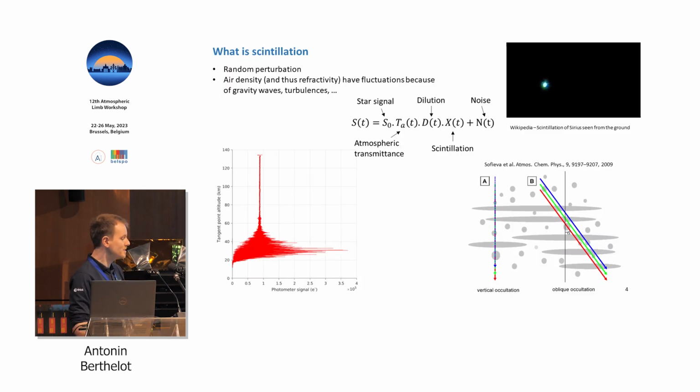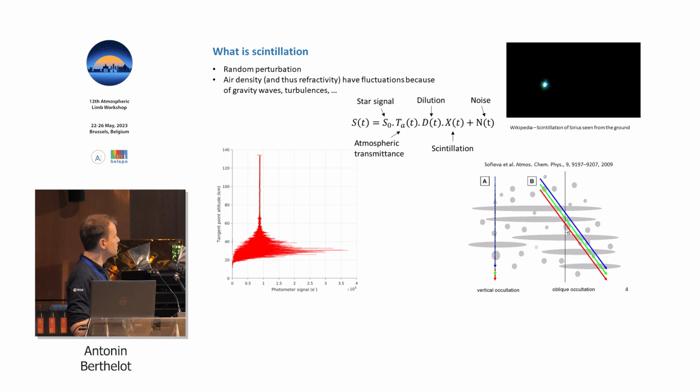And what is scintillation now? It's a random perturbation of the air density, mainly because of gravity waves and turbulences, that causes fluctuations in the atmospheric refractivity. You can actually see it from the ground. So here's a GIF I took from Wikipedia on the right of Sirius. And you can see that the light fluctuates. You can't see very well, okay.